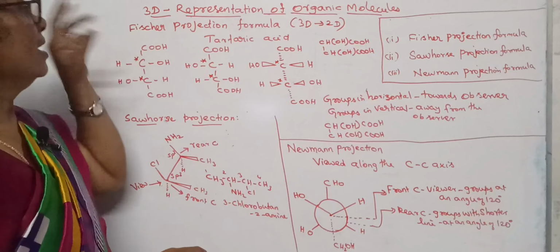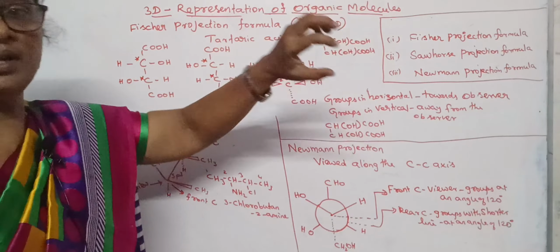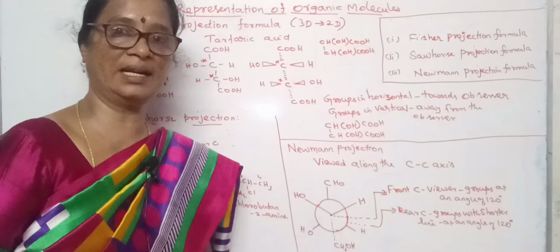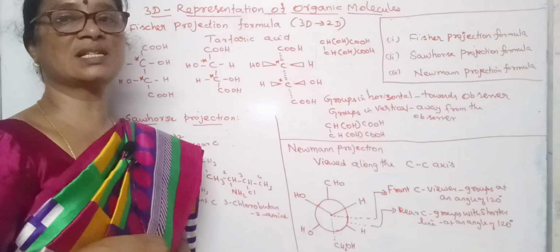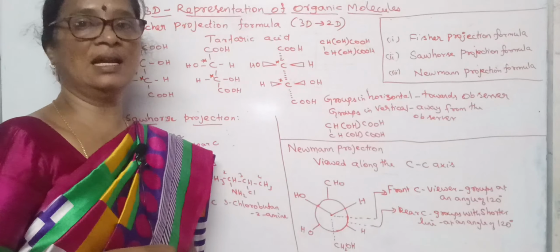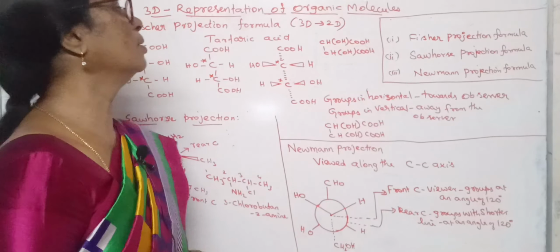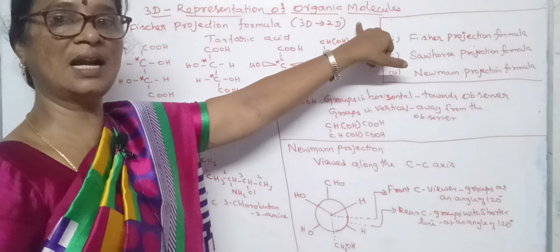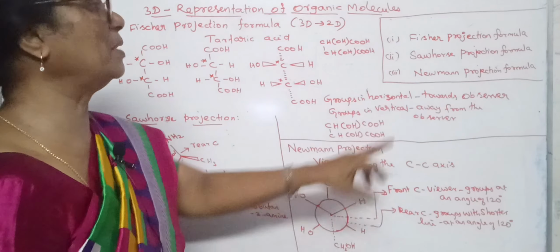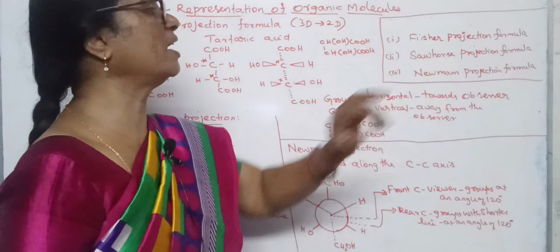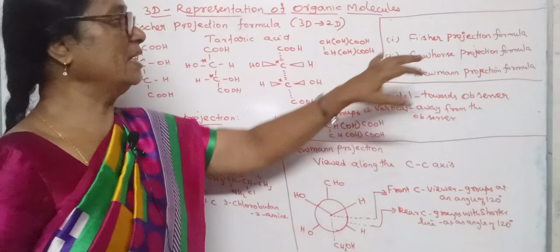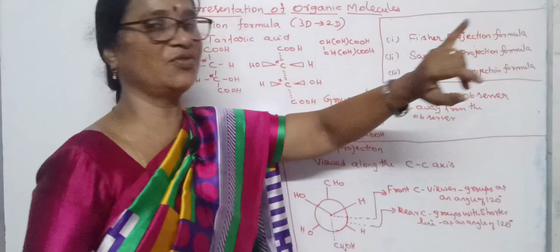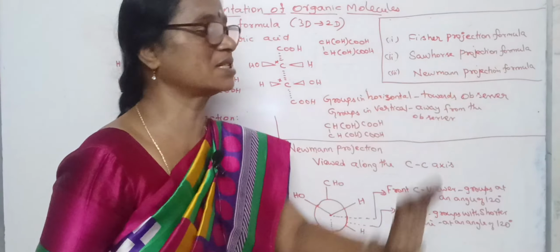Actually, the sp3 hybridized organic compound is usually represented in a tetrahedral manner. That we have already discussed in our previous video. That link I will attach in the description. Then later on, the three-dimensional representation of a tetrahedral molecule can also be represented in three more different forms of formula. One is called Fischer projection formula, another Sawhorse projection formula, then Newman projection formula.